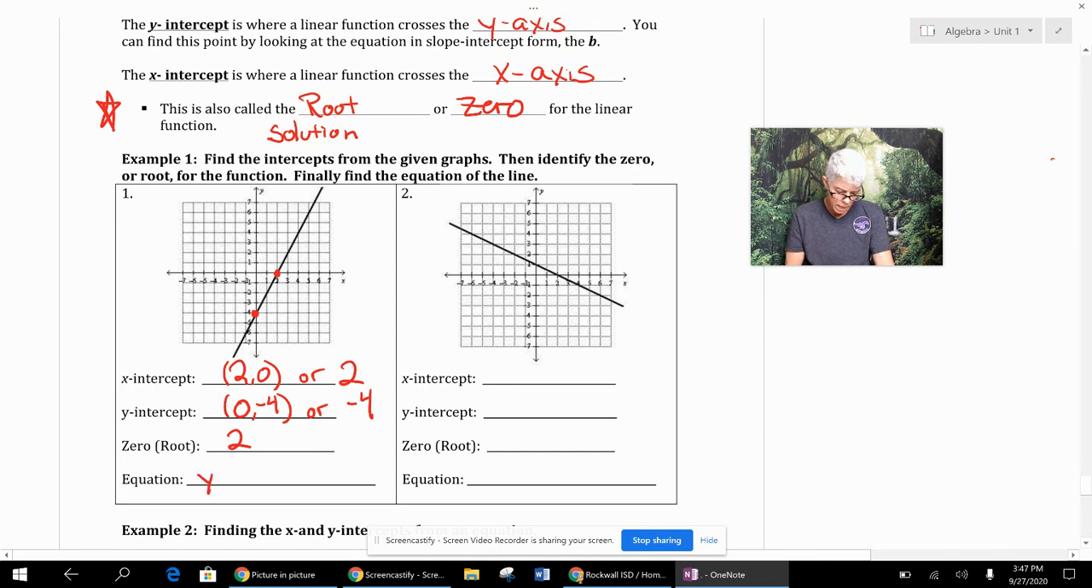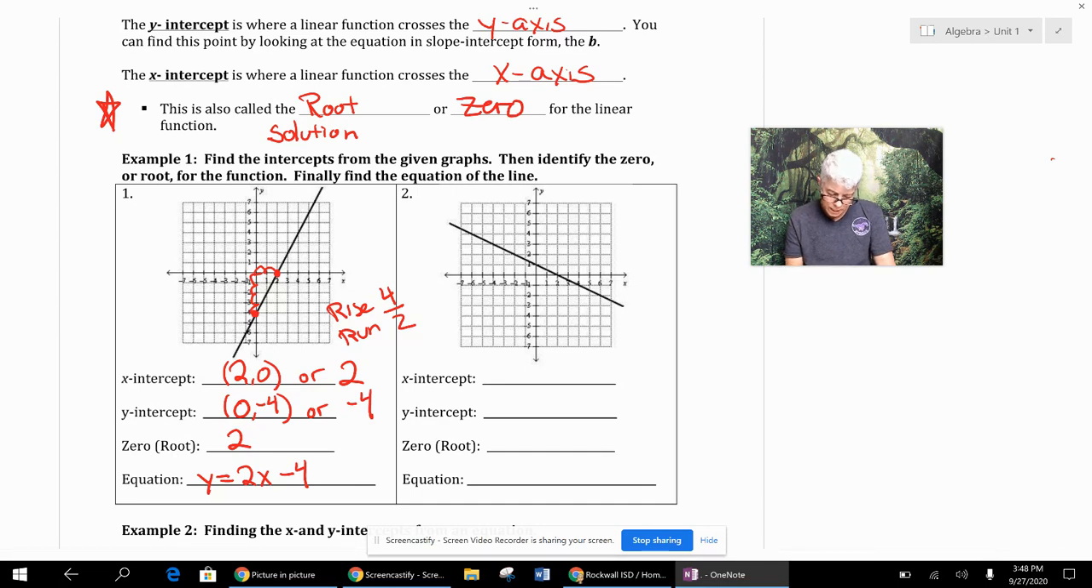So let's see, y equals, let's figure out what the slope is. We're going to do the rise and the run using the x and the y-intercept. The rise is 1, 2, 3, 4. The run is 1, 2. This can be simplified to a positive 2, and it is a positive slope. So y equals 2x, and the y-intercept is minus 4. y = 2x - 4. Let's go to the next one.